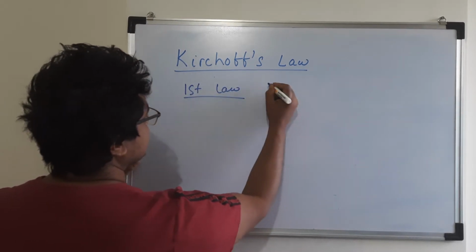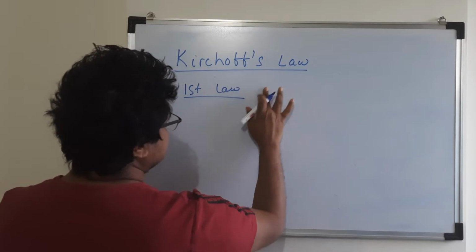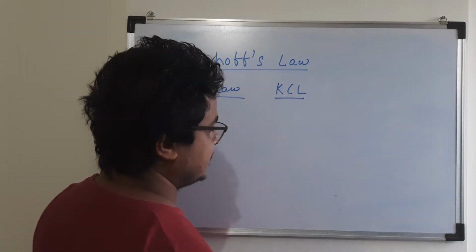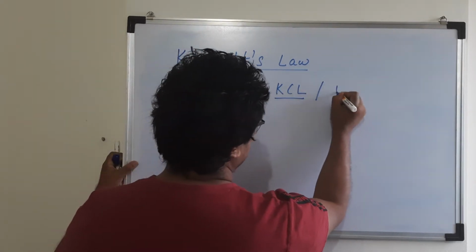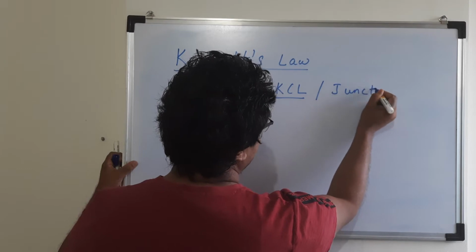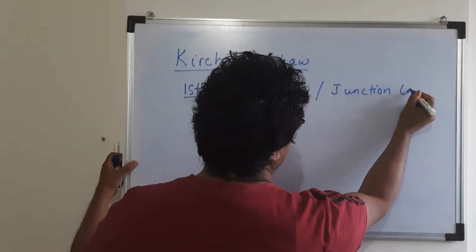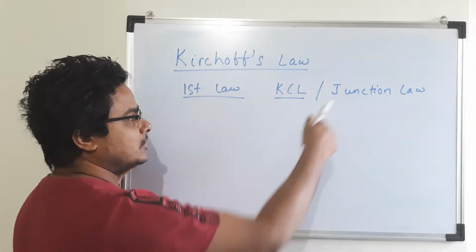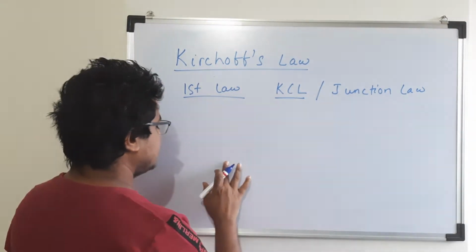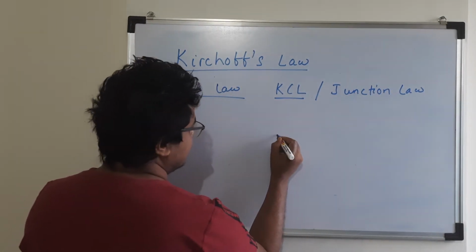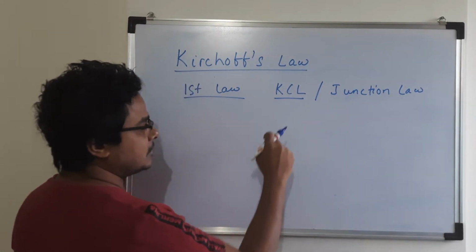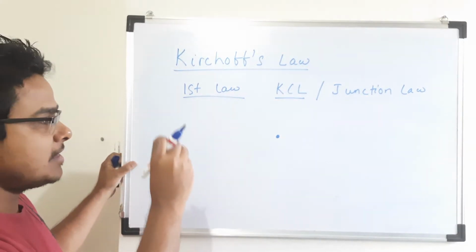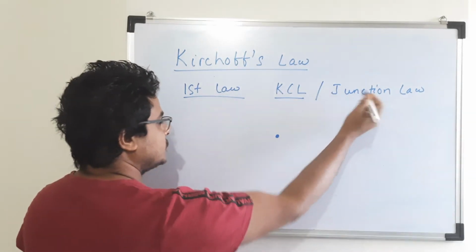which is also known as KCL, Kirchhoff's Current Law, you can call it KCL, or it is also known as the junction law. So let us see what we mean by Kirchhoff's current law, KCL or junction law. Suppose in any circuit you have a junction. Junction means all the connecting wires are connected, linked. That is what a junction is.